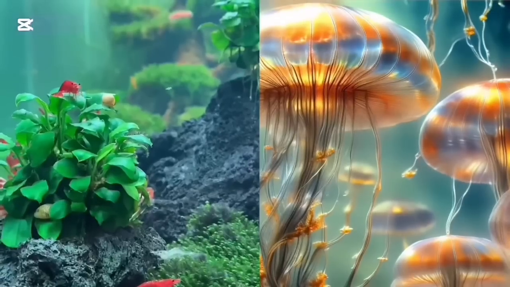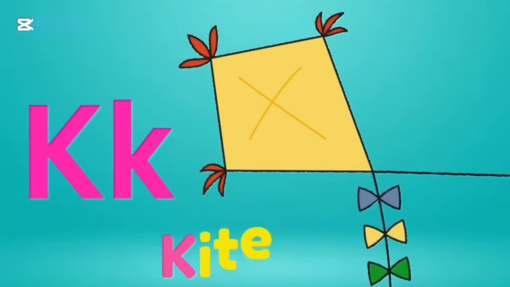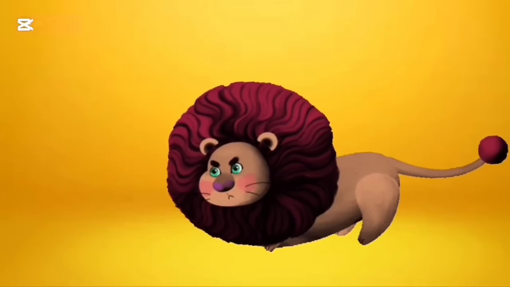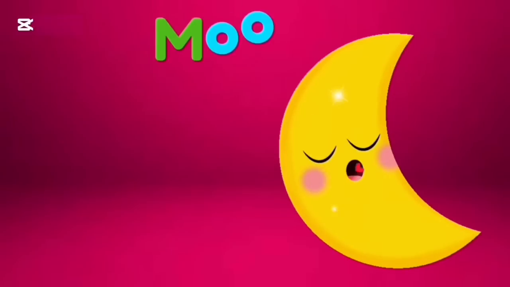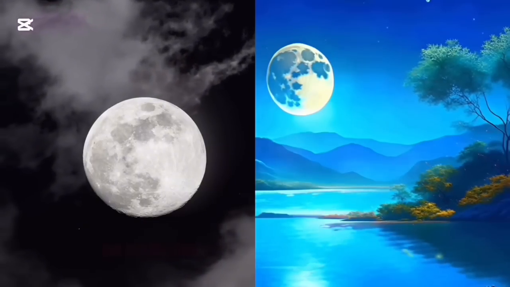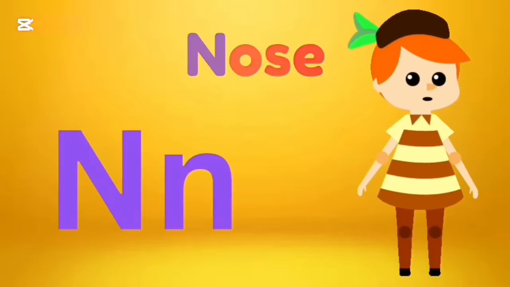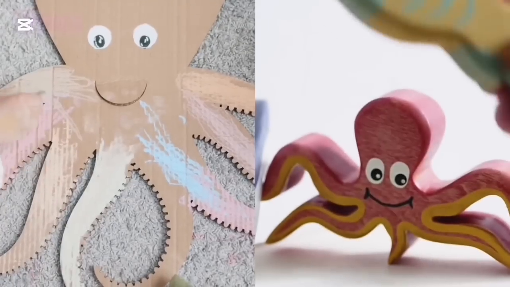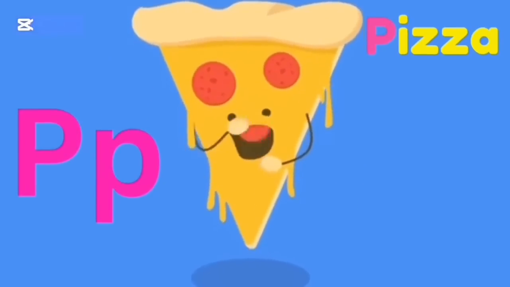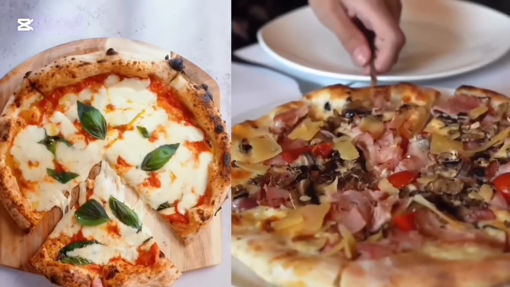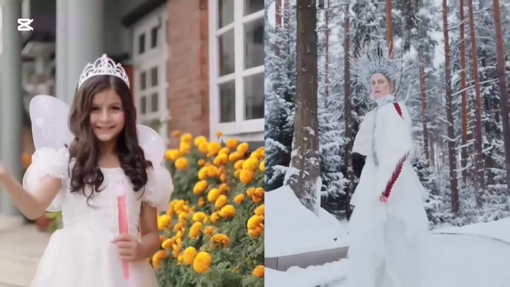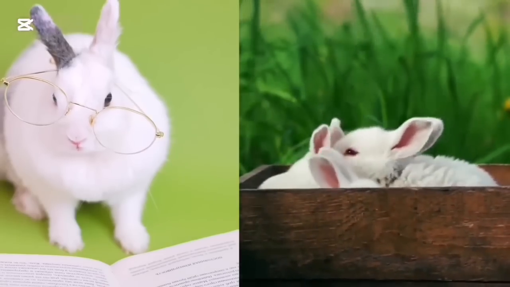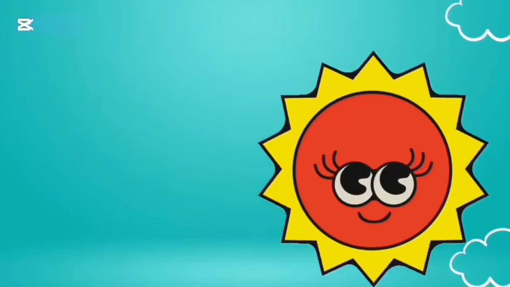J for jellyfish. Jellyfish. K for kite. Kite. L for line. Line. M for moon. Moon. N for nose. Nose. O for octopus. Octopus. P for pizza. Pizza. Q for queen. Queen. R for rabbit. Rabbit. S for sun.